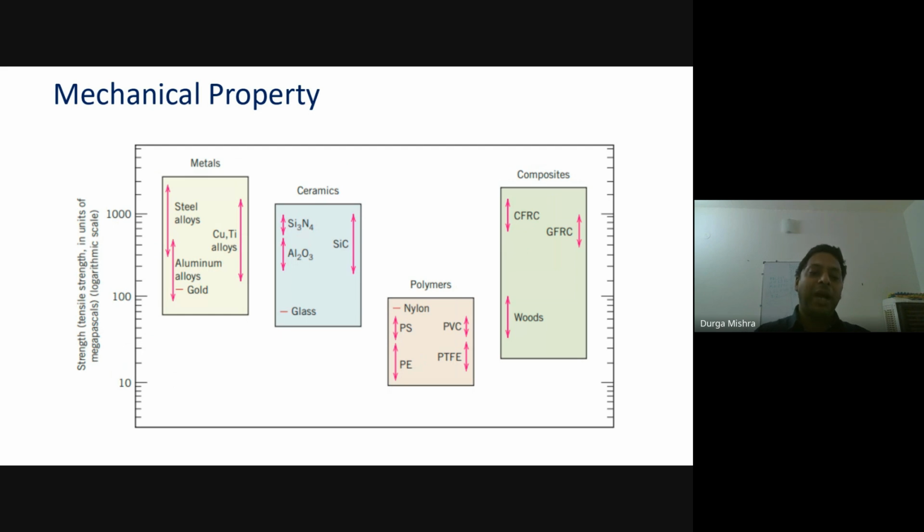Now, similarly, if you look at strength, you can also create this bar chart. Metal will fall under one particular bar, ceramic under one particular bar, and polymers have really less strength, as I said, so they are very easy to deform and very easy to break.